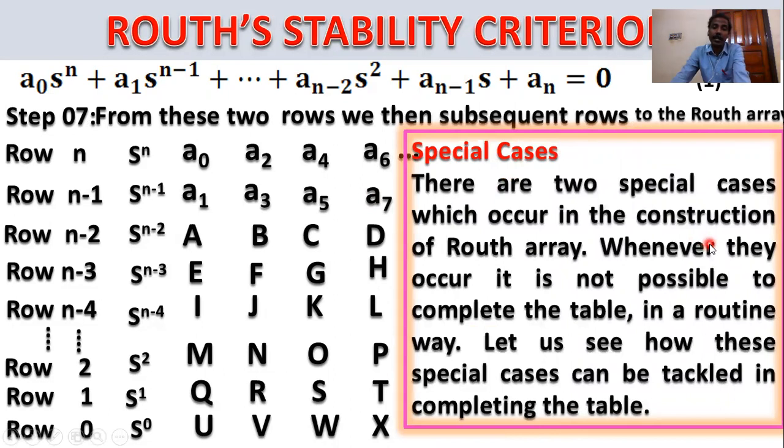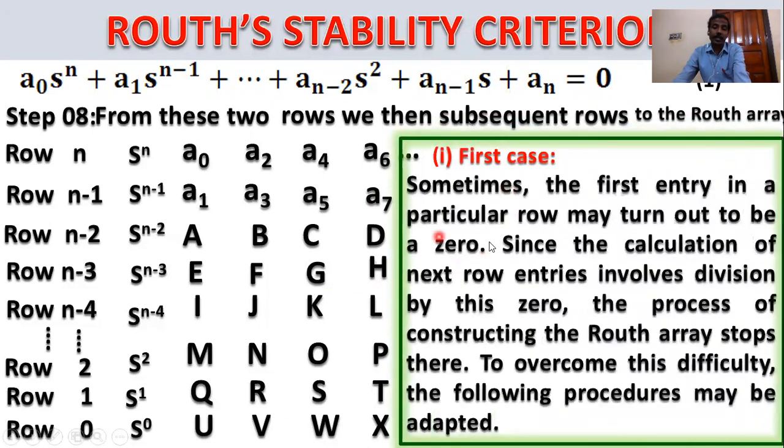Special cases. What are the special cases? There are two special cases which occur in the construction of the Routh array. Whenever they occur, it is not possible to complete the table in the routine way. Let us see how these special cases can be tackled in completing the table. What is the first case? Sometimes the first entry in a particular row may turn out to be zero. Suppose this is zero.